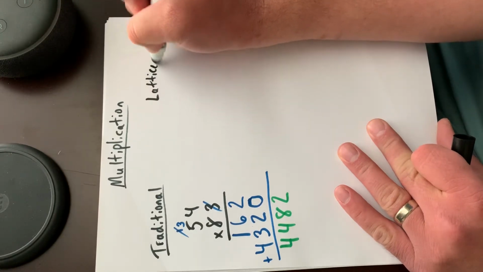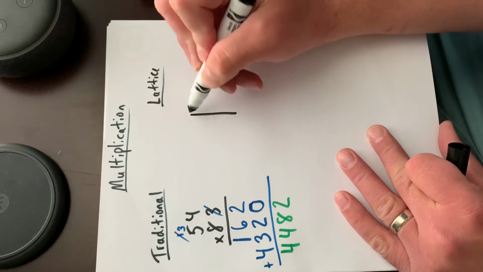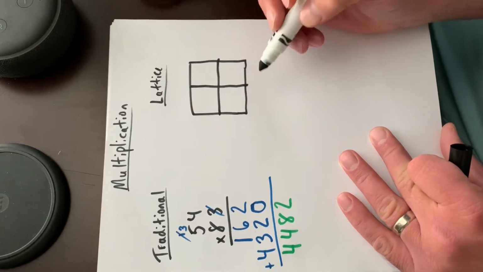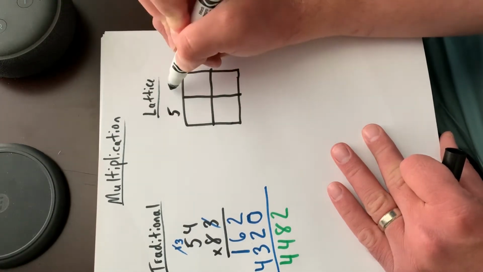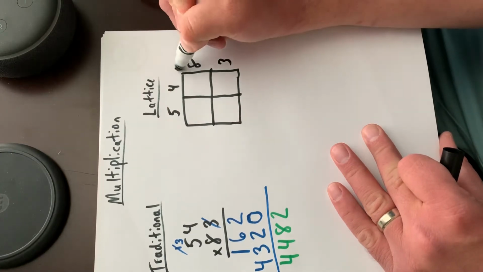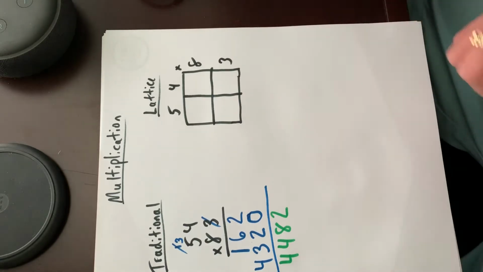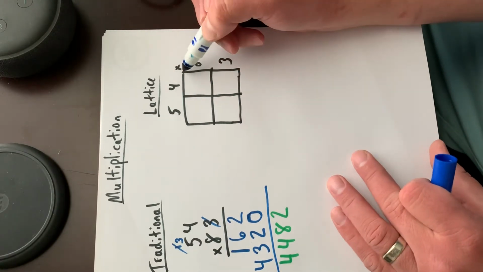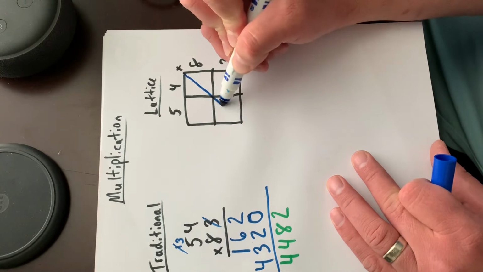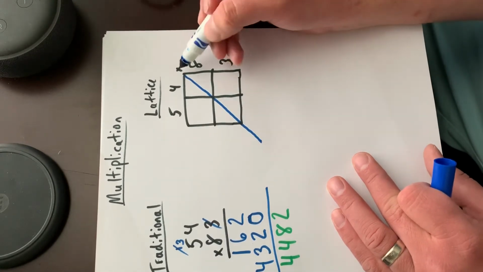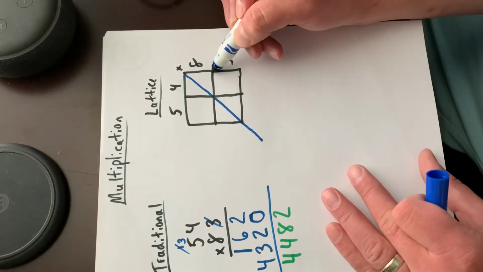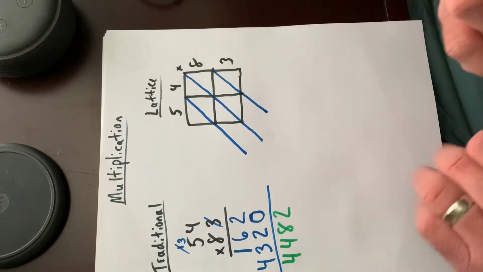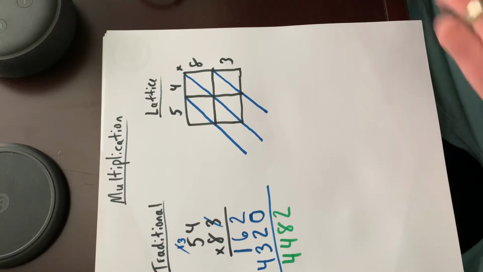We're going to do this exact same problem in lattice. This is the lattice method. I'll make myself a box, like a window with 4 squares. I'm going to put 54 times 83. You start with this corner and go down right through the intersection, and you always come down past that.